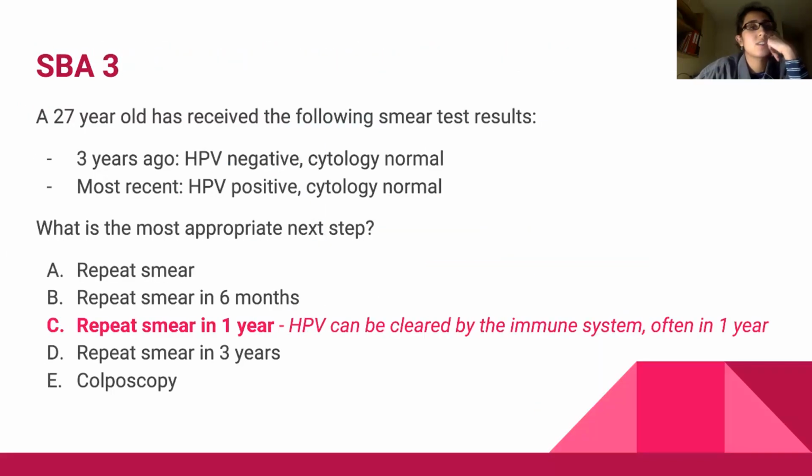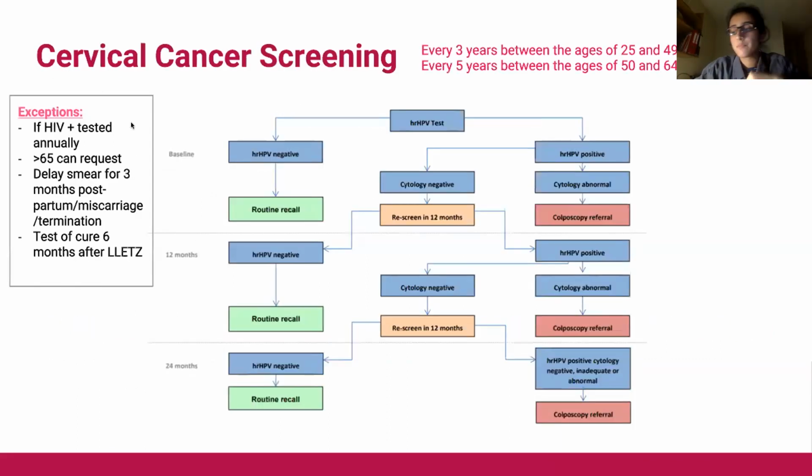Okay, yes, you might have seen the answers to this. The answer is to repeat the smear test in 1 year. This is a patient who's had a previous smear test with HPV negative, cytology normal, and the most recent one showing HPV positive, and it's asking you what the appropriate next step is, which is to repeat it in a year. And I'll explain why on this next slide.